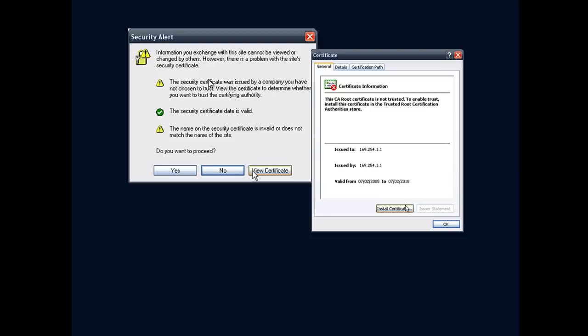You can see here, certificate was issued by a company you have chosen not to trust. So the certificate authority in this case is not one that your operating system recognizes. View the certificate to determine whether or not you want to trust this certifying authority. Now, oftentimes when we receive this message as administrators, it means that we have a self-signed certificate.